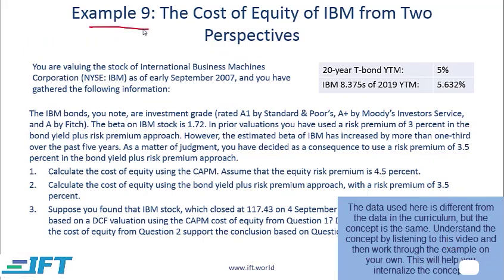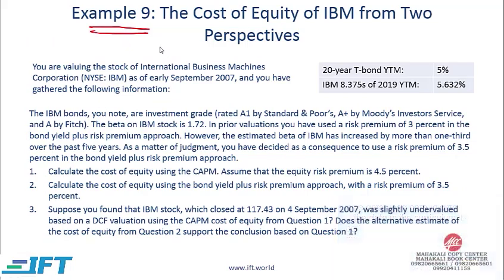Let us take a look at Example 9 now. And I want you to read this first. The first question asks us to calculate the cost of equity using CAPM. We are given the equity risk premium, which is 4.5%. We are given the 20-year Treasury bond YTM of 5% and a beta of 1.72. So the required return is simply 5% plus 1.72 multiplied by 4.5, and you can do the calculation.